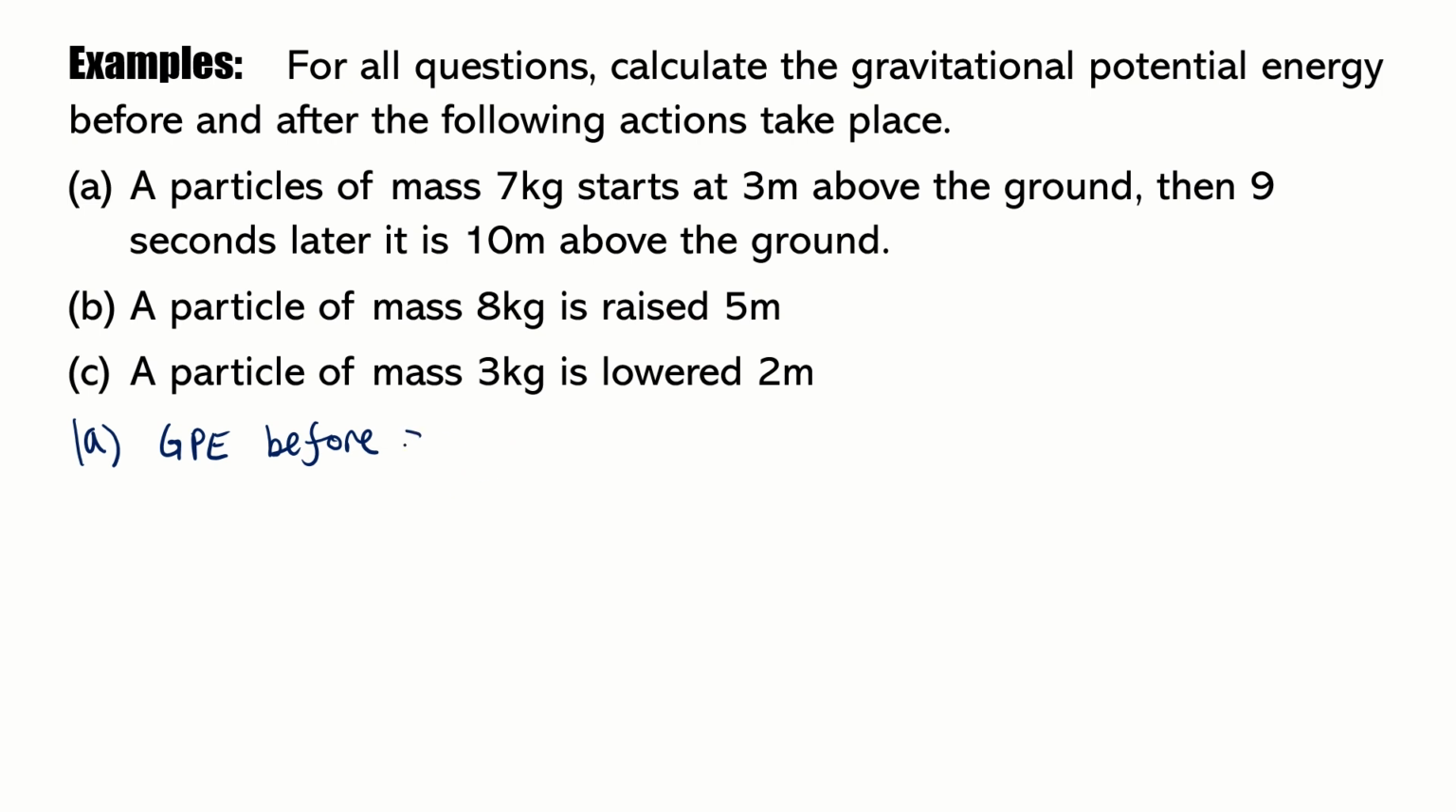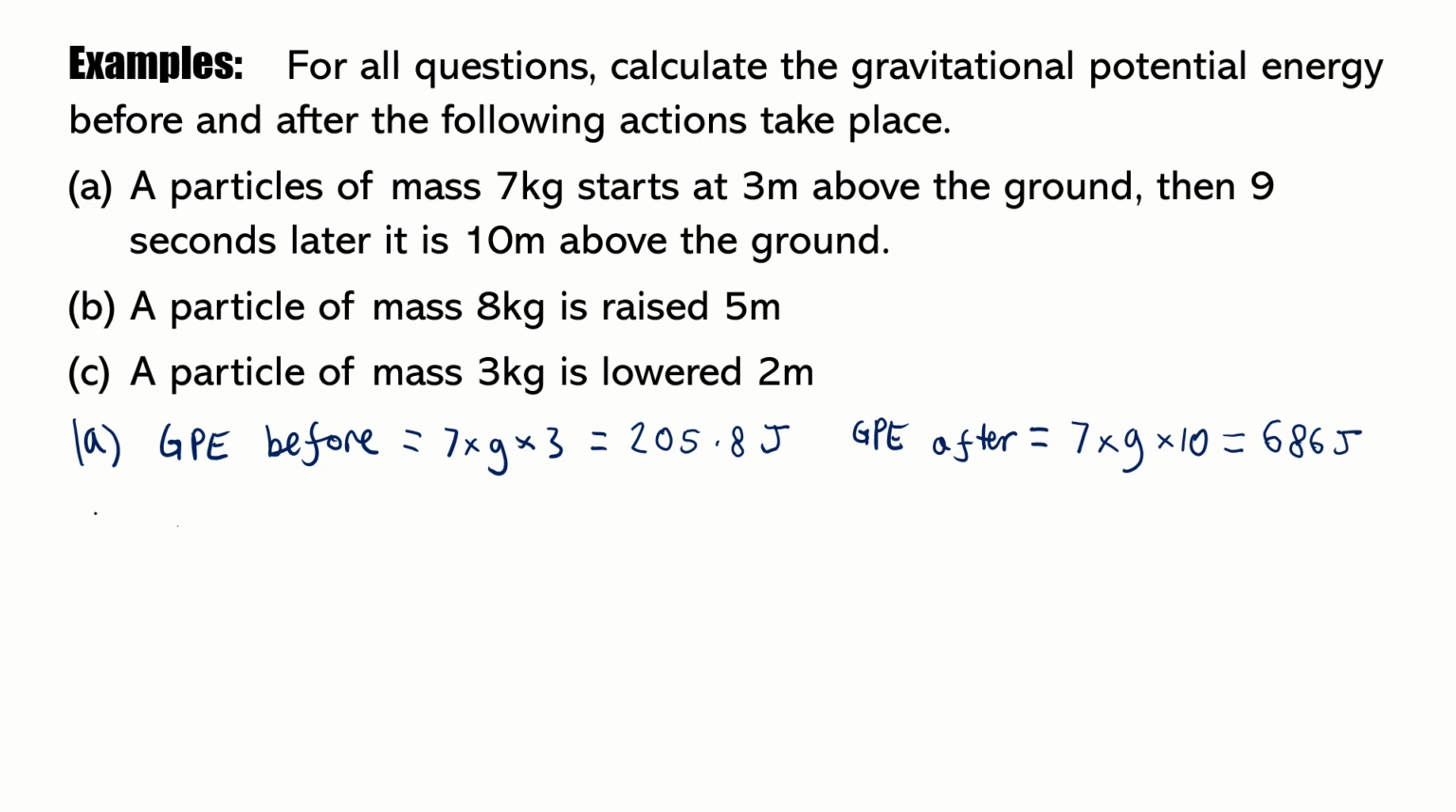So in this case, we're going to do 7 times g, which is 9.8, times 3. And if you work that out, taking g as 9.8, you will get 205.8 joules, although technically you should round that to 2 significant figures because we're only using g measured to 2 significant figures. Then calculating the GPE after the object has moved so that it is 10 meters above the ground, that would be equal to 7, because the mass is still the same, times g, but now times 10 instead. And that would get us 686 joules.